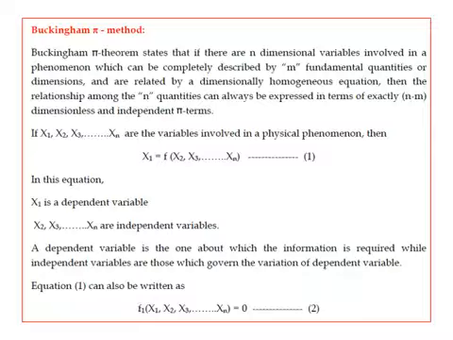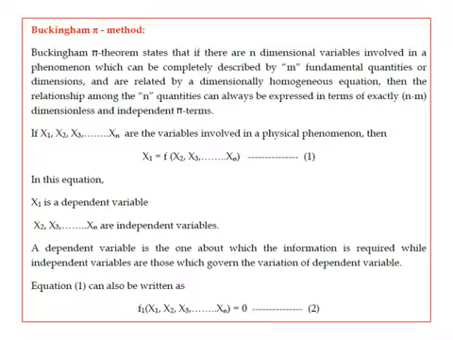Now here in this case, suppose x1 is a function of x2, x3 to xn. Here x1 is known as the dependent variable, whereas x2, x3, xn are known as independent variables. You know that a dependent variable is the one for which the information is required, whereas x2, x3, xn are the independent variables which govern the variations of the dependent variable.